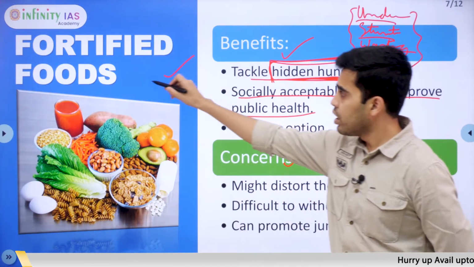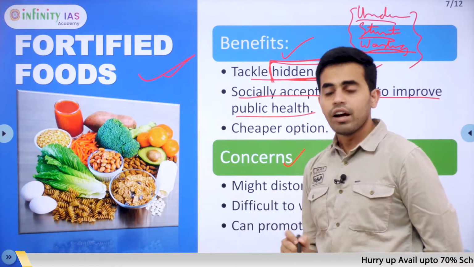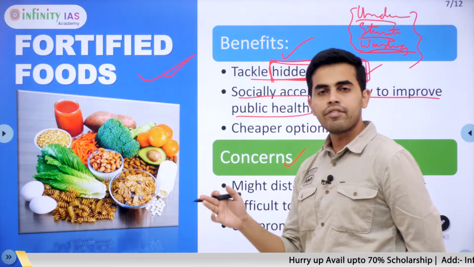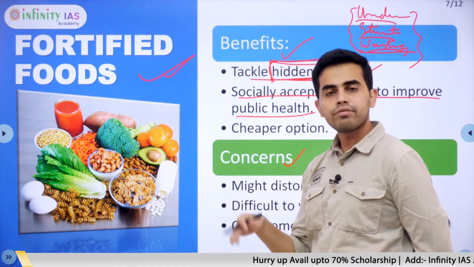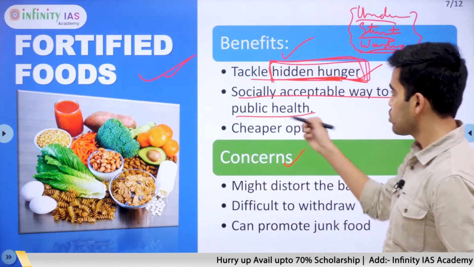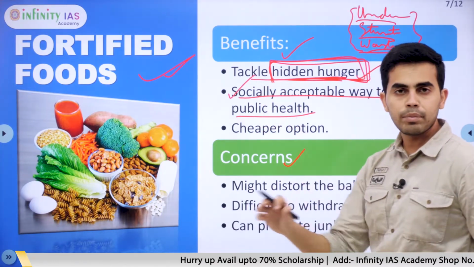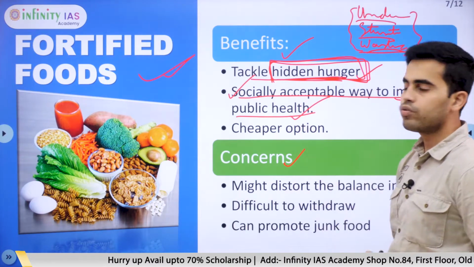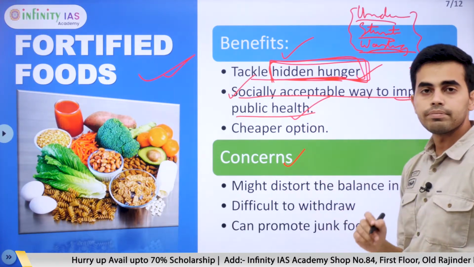But if we have fortified foods, for example, we have added iron in rice itself. In that way, pregnant women will have that intake of iron. So it becomes socially acceptable among the general population. At the same time, we will improve the public health condition.